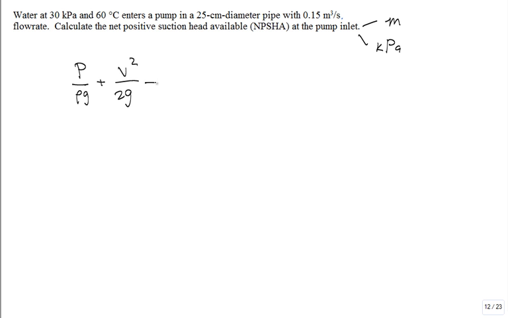And then you subtract off the saturation pressure, which is a function of temperature. Just to emphasize, the temperature is 60 degrees C, that's pretty warm water, and you divide by rho g. Okay? That's going to be the net positive suction head available. Now, some books put a big A, some books put a subscript A, some books put a subscript lowercase a. Just whatever it is.